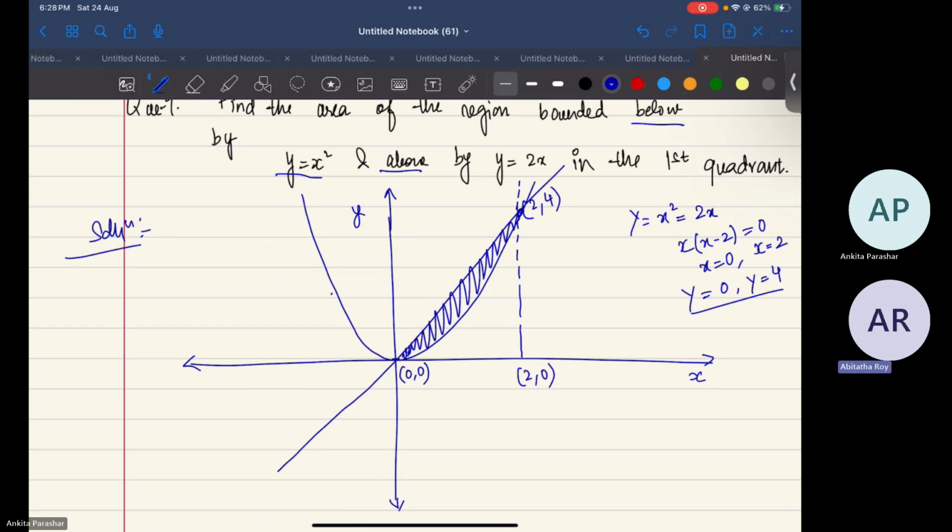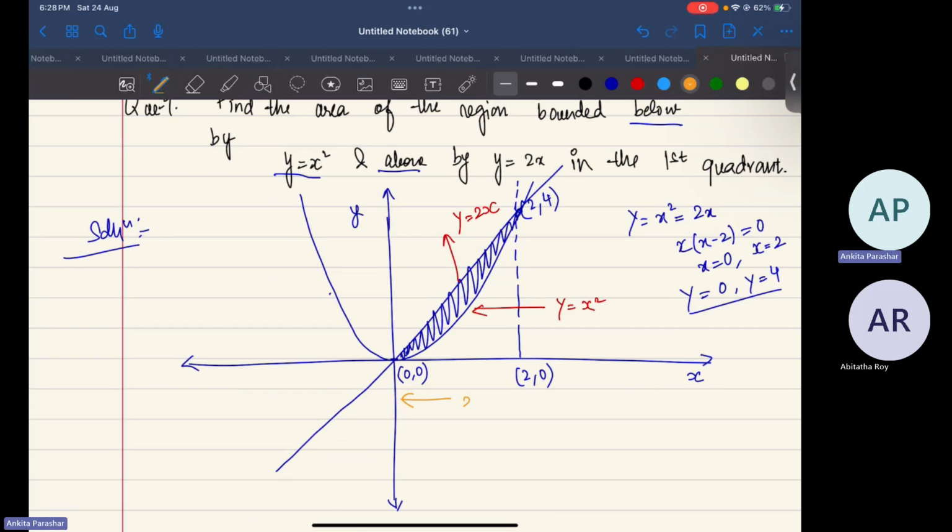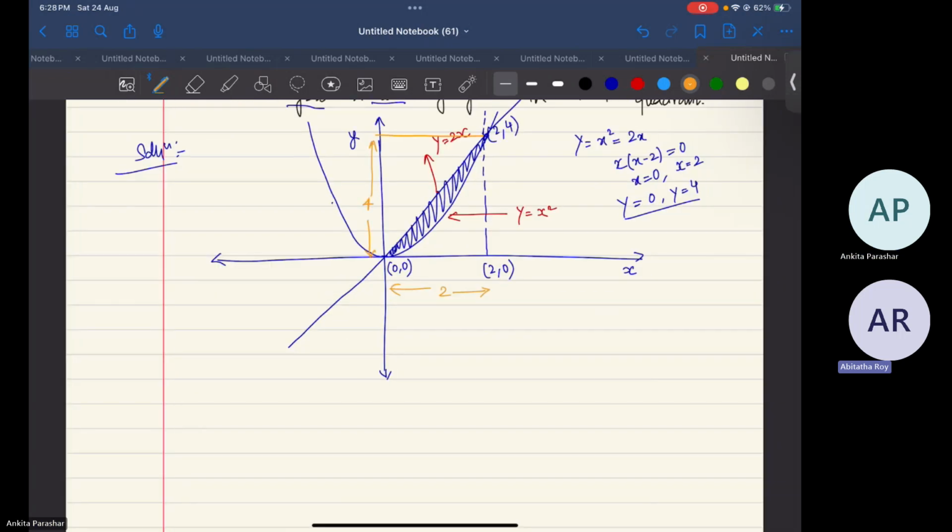Which one do you find easier? Okay, if we take it in terms of x, then the lower limit is the curve y equal to x square, and the upper limit is y equal to 2x. And x would vary from 0 to 2. So it would be the double integral of dy dx. The inner limit would be x squared to 2x. The outer limit would be 0 to 2.